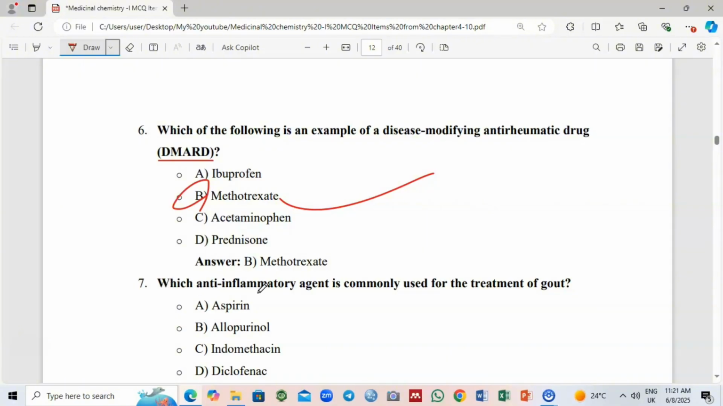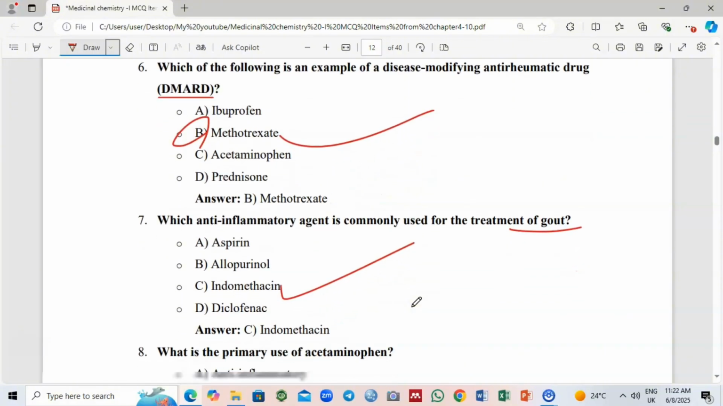Question number 7. What anti-inflammatory agent is commonly used for the treatment of gout? You know that gout is simply the accumulation of uric acid in our blood, also called hyperuricemia. It is an inflammatory disease which can be treated using anti-inflammatory drugs. Among the given alternatives, aspirin, allopurinol, indomethacin, and diclofenac, the one used for the treatment of gout is indomethacin. So indomethacin is a medication prescribed for the treatment of gout.